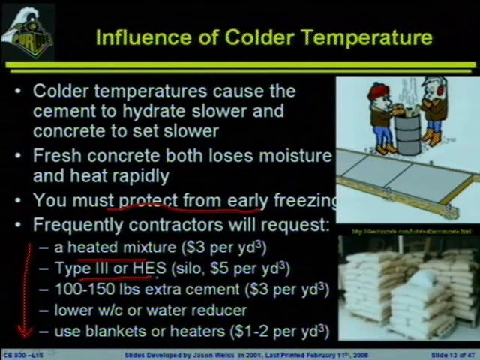Type 3 cement, or a high early strength cement. Type 3 is mostly going to be made in this region by grinding the cement finer. Sometimes you'll see extra cement going in the system. The basic idea here is extra cement is going to give off more heat.